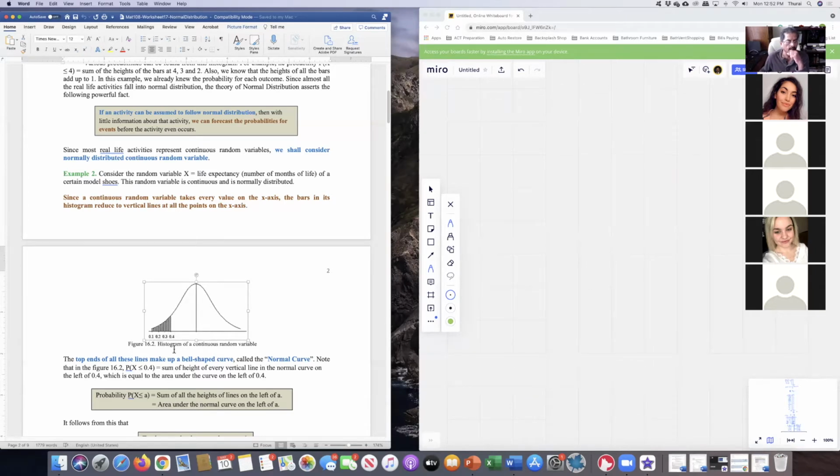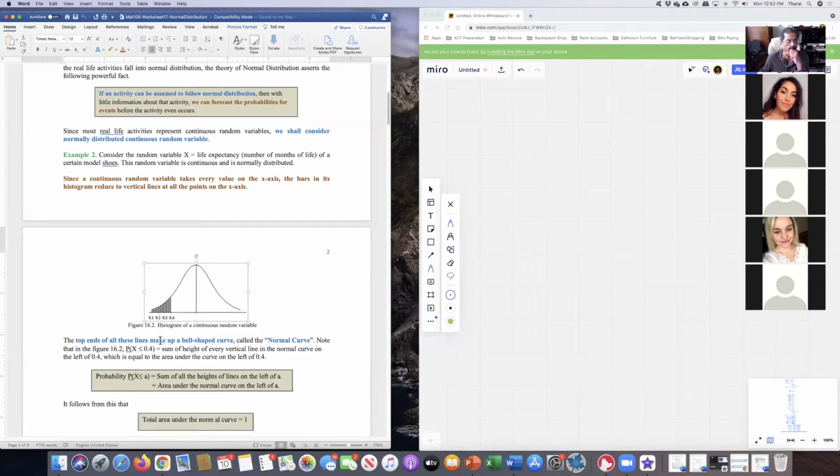Okay, so let me ask you this question. If I want the probability for the life of a randomly selected shoe of this same brand to be 0.4 or less, that means I have to add up all the vertical lines on the left side of 0.4, right? The probability for the life expectancy to be 0.4 is equal to the height of the line there.